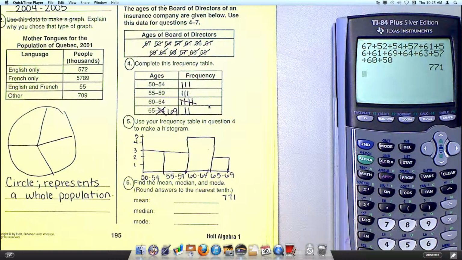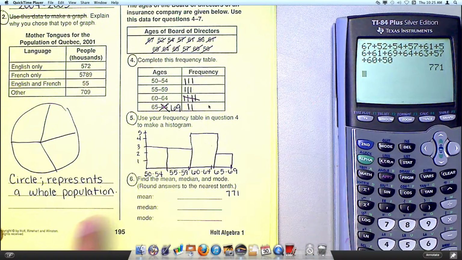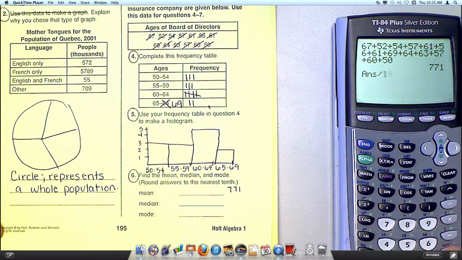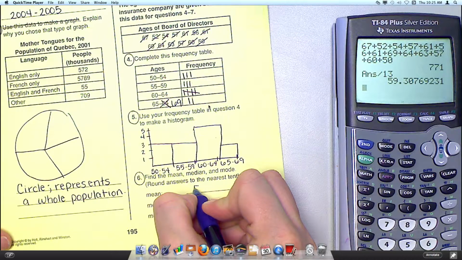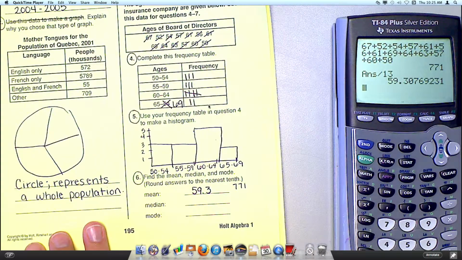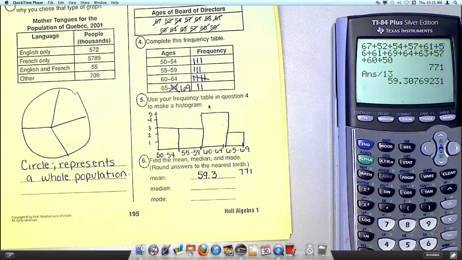What would make you know that that's not your mean? Okay, you have to divide it by 13, but if I just had that as an answer on my paper, way too big, right? It doesn't really fit in your data. The mean might not be an exact number that's in your data, but it'll fit within your data. Okay, divide by 13, and I get 59.3. Does that fit within my data? Yes. Okay, now for the median, I do have to write them out in order.